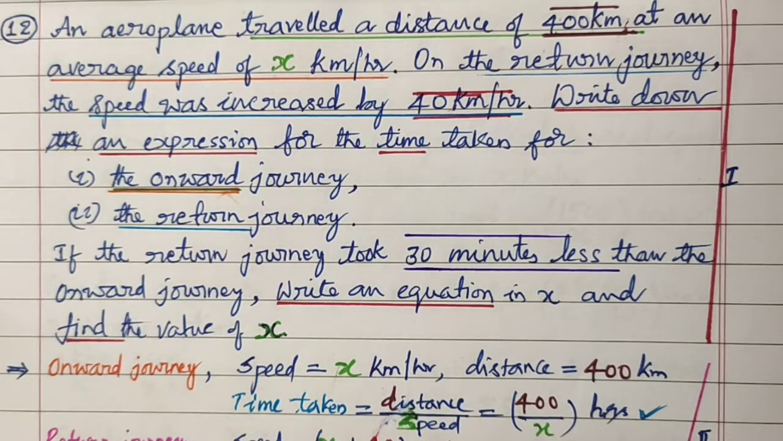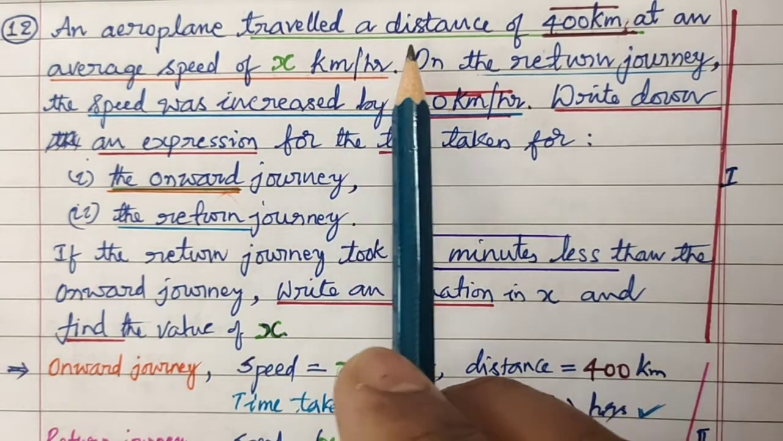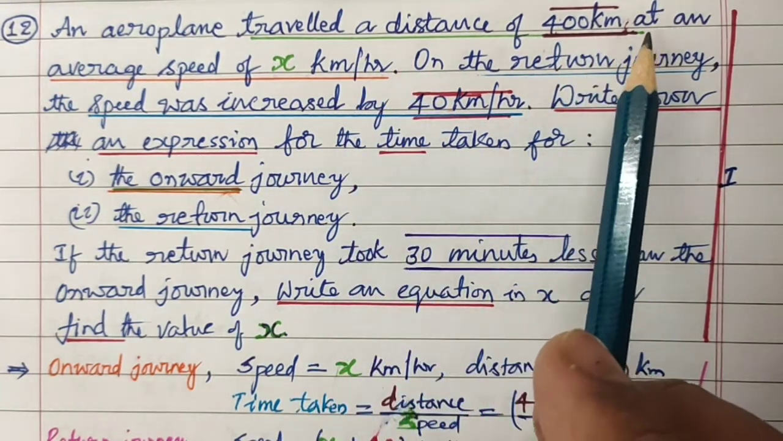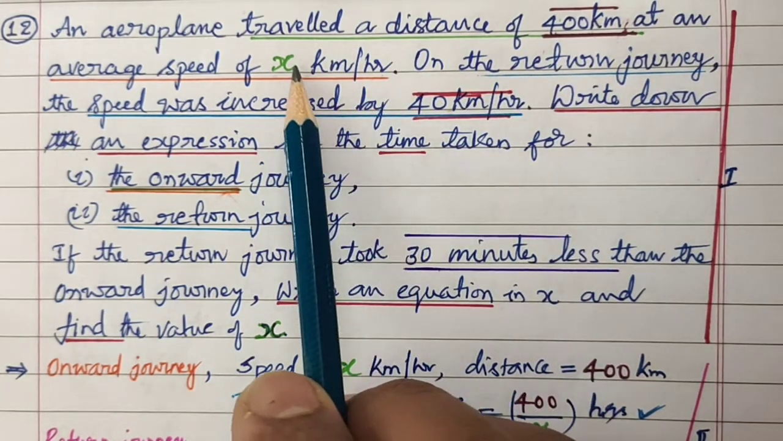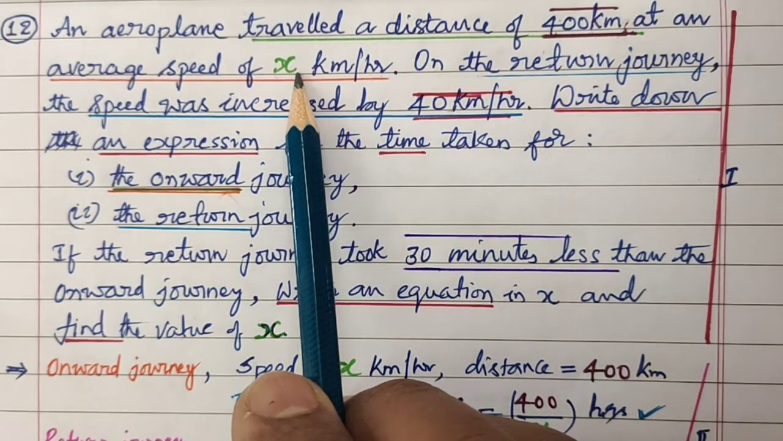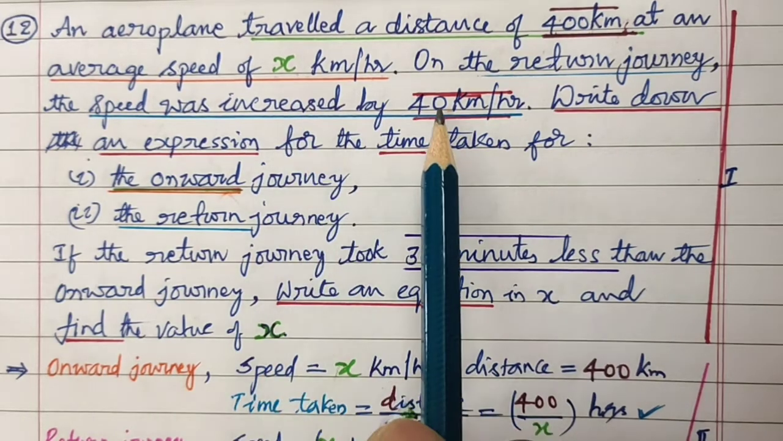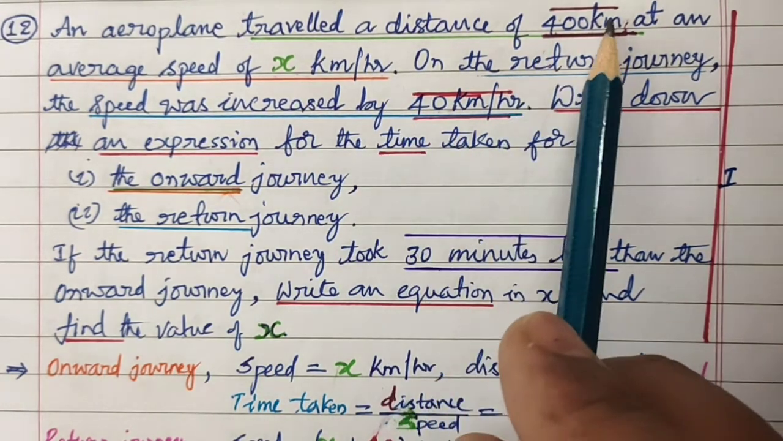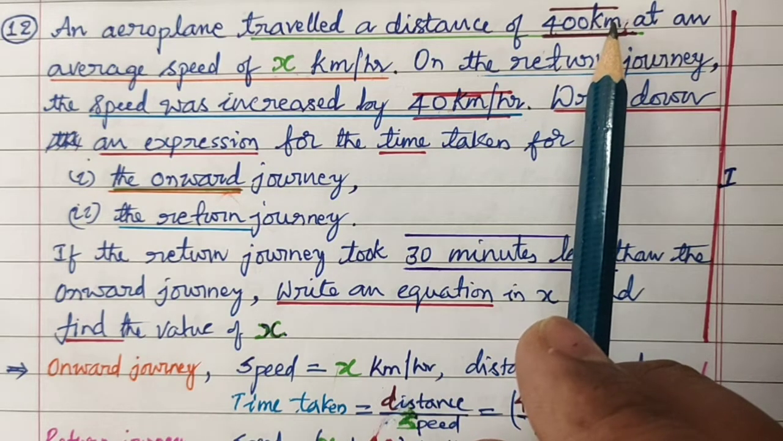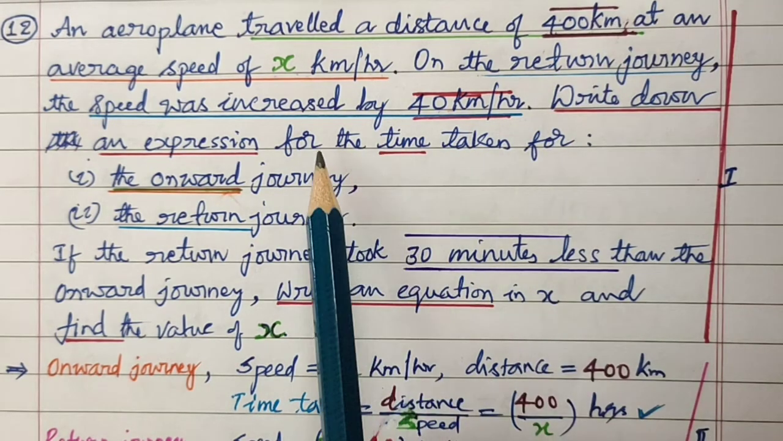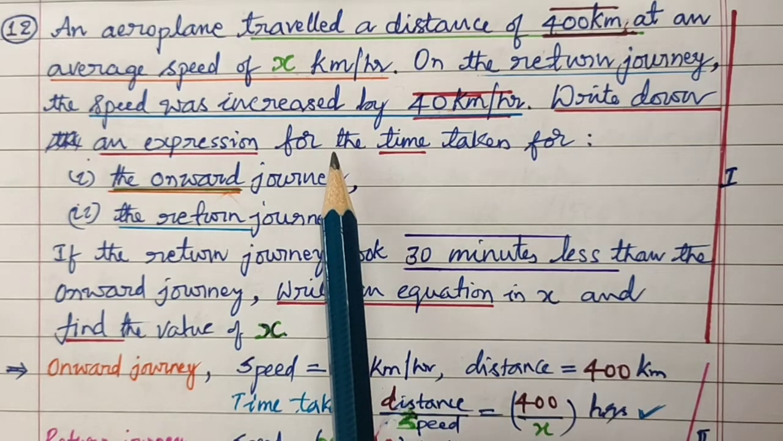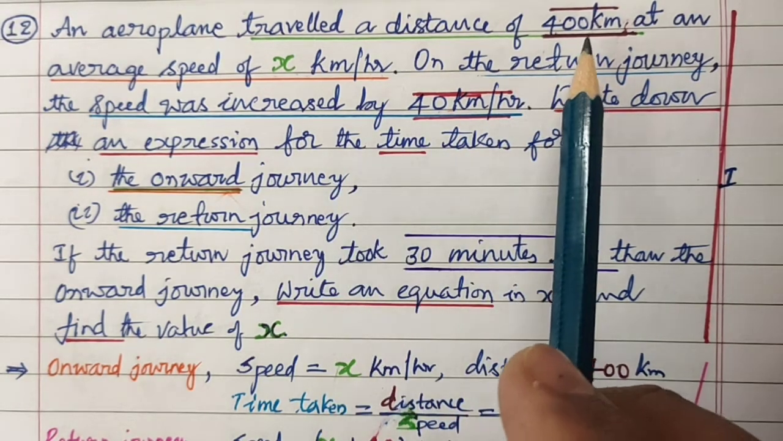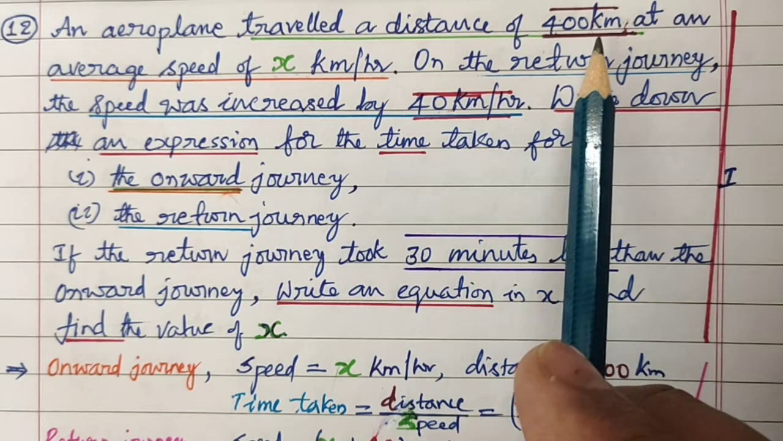Here, the aeroplane is traveling 400 kilometers and coming back 400 kilometers. While going it was x kilometer per hour. While coming back the speed will be 40 kilometers per hour increased. We have two speeds here. Then the distance is there. We need to write an expression for the time. We know that speed is equal to distance divided by time. We know the speed, we know the distance, so we can write the expression for the time.